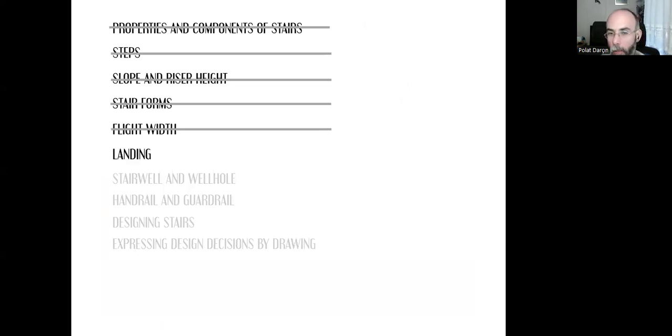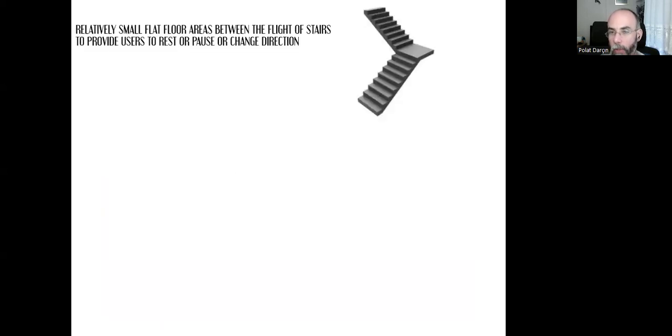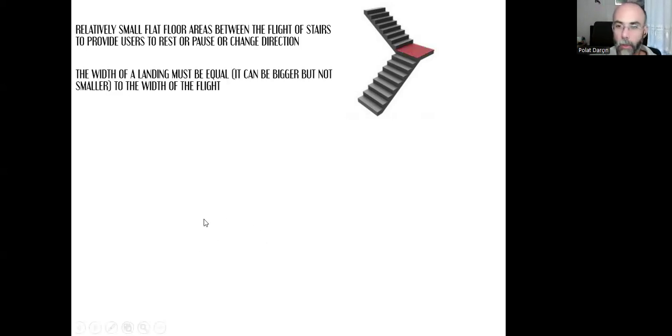Let's take a look at the properties of the landing. How can we make proper decisions? This is the relatively small flat floor area between the flights of stairs to allow users to rest or pause or change direction. In this L-shaped example, that landing allows us to change our direction 90 degrees or 180 degrees, whatever.